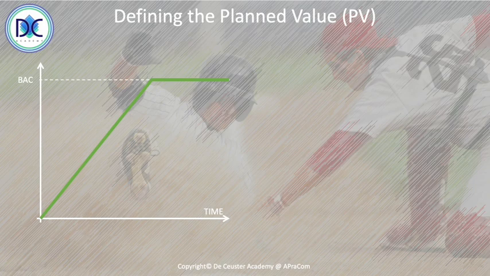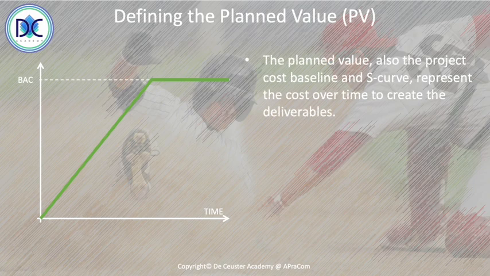When we look at the first parameter, the planned value is also called the cost baseline and the S-curve. Here we see the cost over time to create the deliverables. In our example, we have basically a straight line from the start till the budget at completion when the project is finished. And from that moment on, the cost remains the same. That's why the horizontal line is there. And I've drawn it like that for later, so that we can use this to do some estimations of the time to complete the project and the final cost of the project.